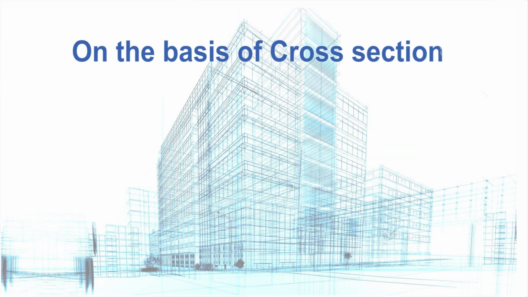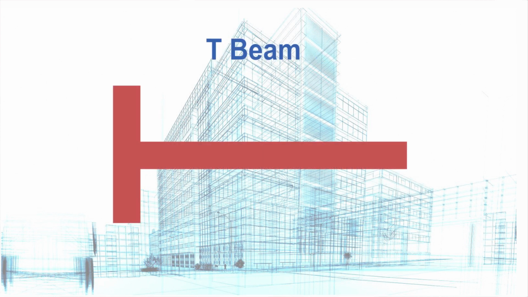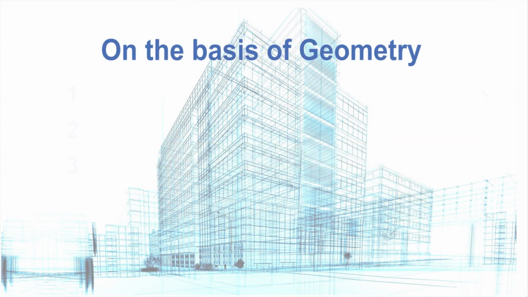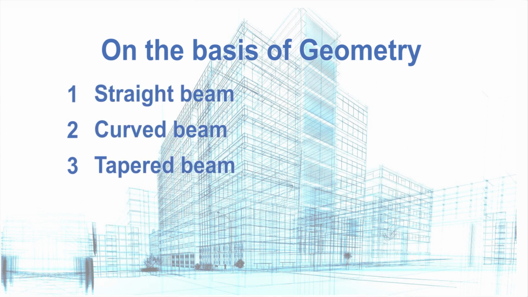On the basis of cross section, there are two types of beam, T beam and I beam. As you can see from the picture, the cross section of the beam is in shape of letter T. It is called T beam. And the cross section of the beam is in shape of letter I. It is called I beam. On the basis of geometry, there are three types of beams: straight beam, curved beam and tapered beam. This is all about different types of beam.